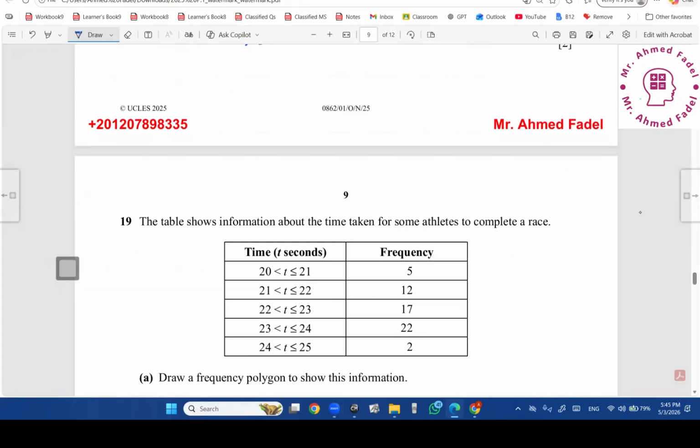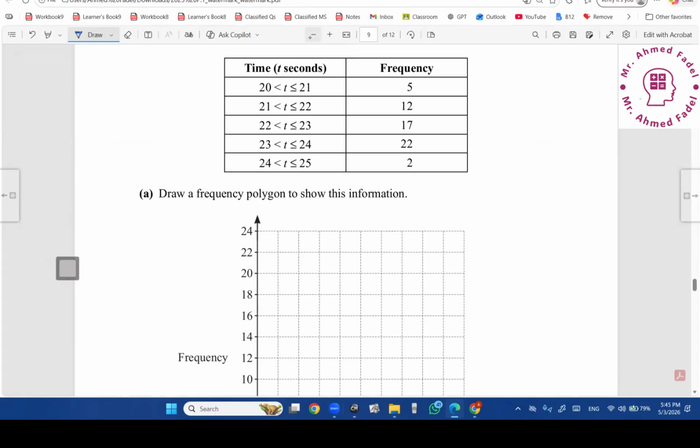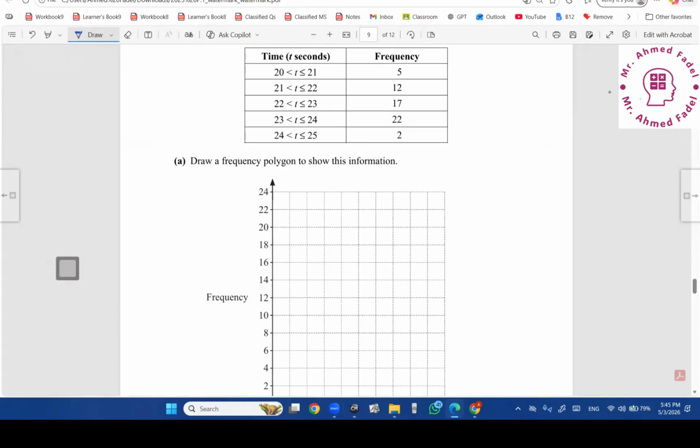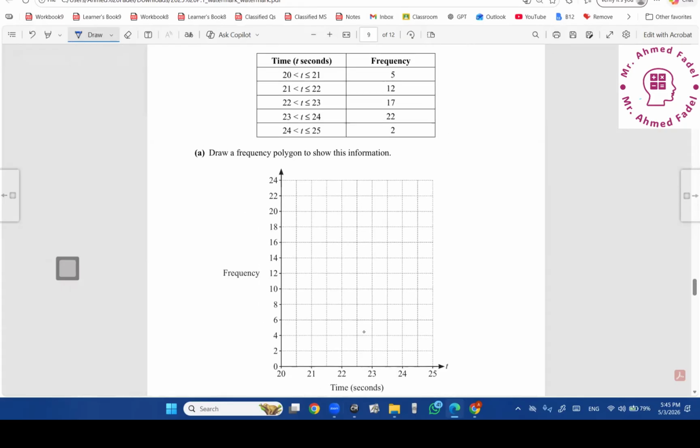Let's continue. The table shows information about the time taken for some athletes to complete a race. They want you to draw the frequency polygon. Mister, for the frequency polygon, you must start from the midpoint, so midpoint until frequency. Midpoint is 20.5, which is here, until frequency, which is 5. It's here.